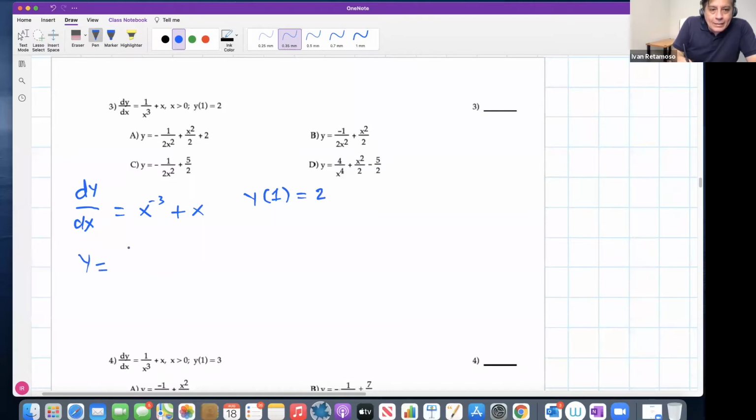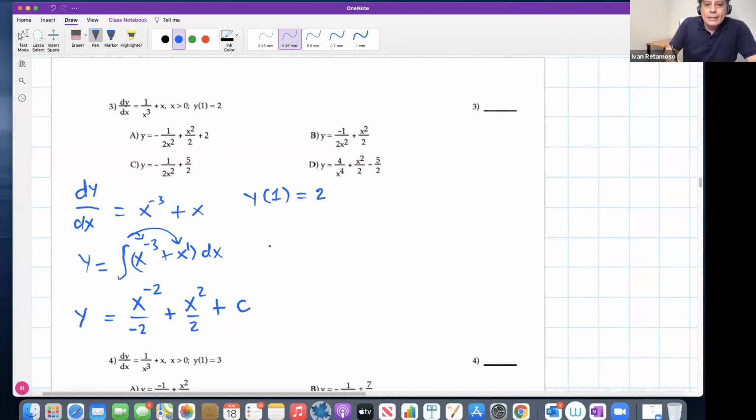So start by taking the antiderivative or the integral of this function, right? What should that be? Well, the integral of this part will be x raised to minus 3 plus 1. Minus 3 plus 1 is going to be minus 2, right? Minus 2 on the top, minus 2 on the bottom. Plus the integral of this part, the integral of x raised to 1: x raised to 1 plus 1, 2 over 2. Plus a constant, right? This is y. Now, on one hand, if I do the evaluation of this function at 1, I'm going to get this, right?